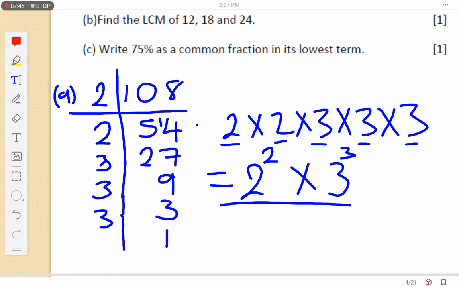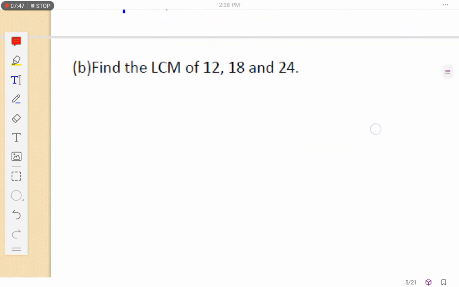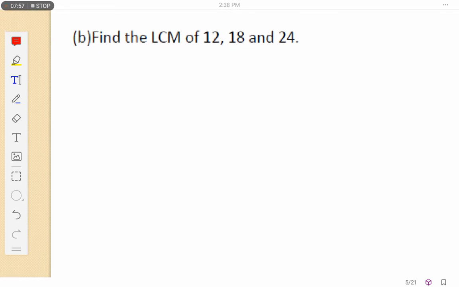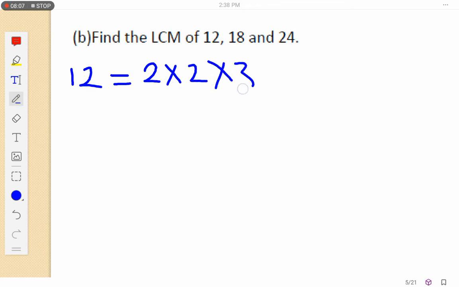Let's go on to question number 2. Question number 2 was asking us to find the lowest common multiple for these 3 numbers. So I've got 12. I'm going to find the prime factors for each number. For 12, I've got 2 times 2 times 3. 2 times 2, I get 4. 4 times 3, I get 12.